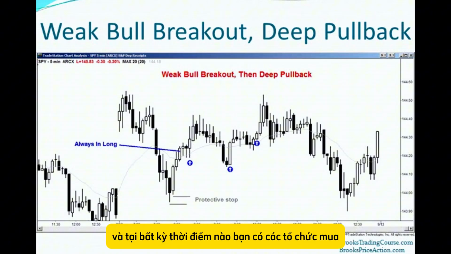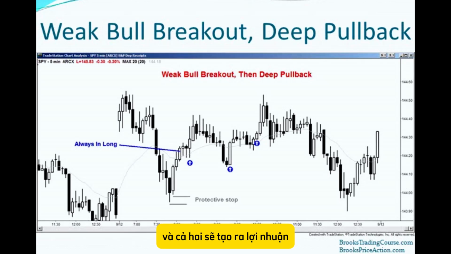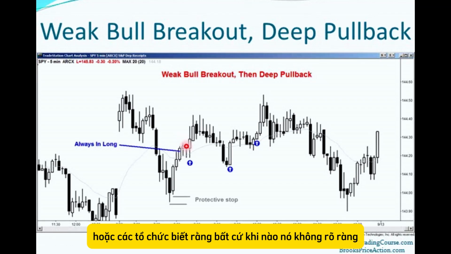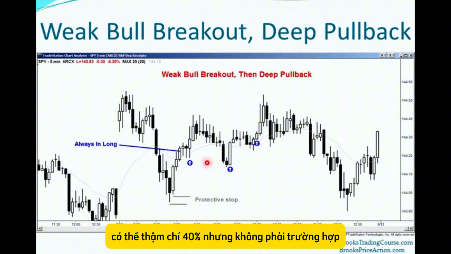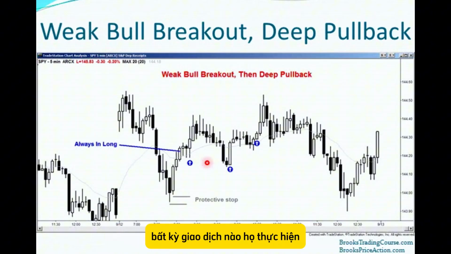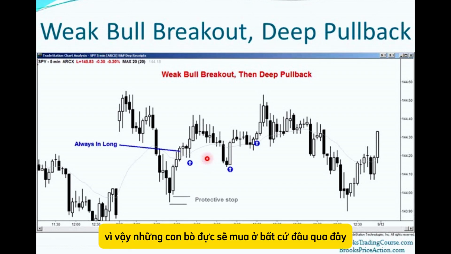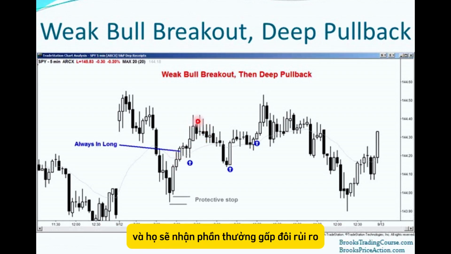And at any given moment, you have institutions buying and you have institutions selling, and both are going to make a profit. When the market is unclear, as it is today, the institutions know that whenever it's unclear, the probability is around 50%, maybe even 40%. But in either case, any trade that they take, they know that they need to go for a reward at least twice as big as their risk to have a positive trader's equation, to have the math work out on the trade.